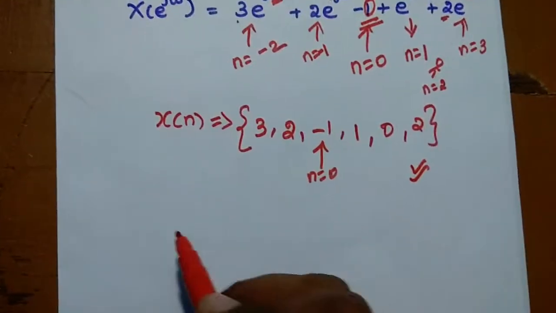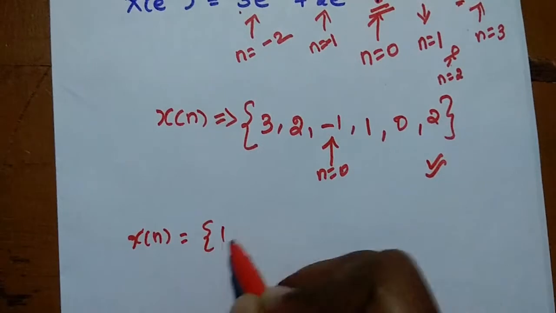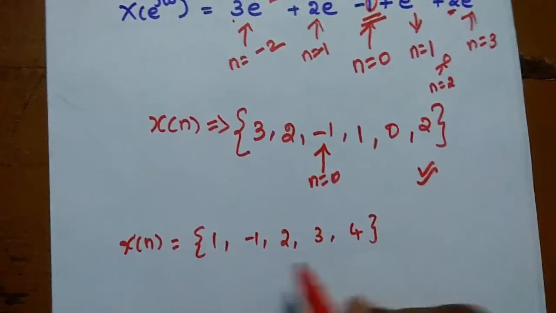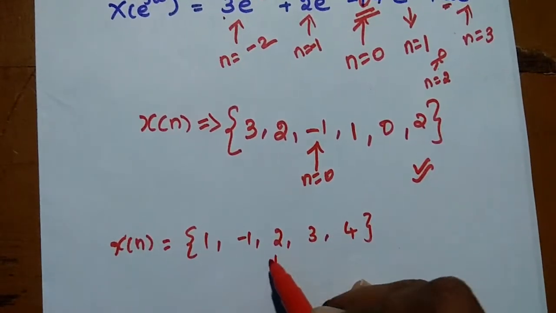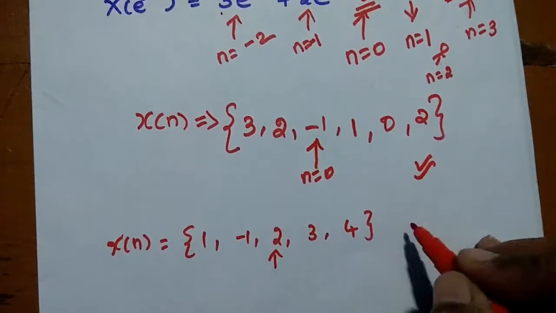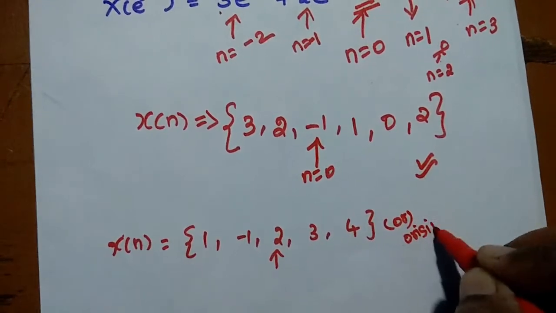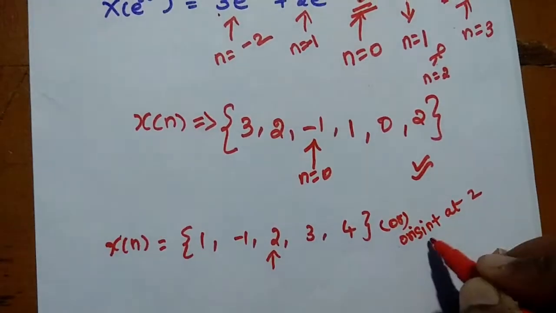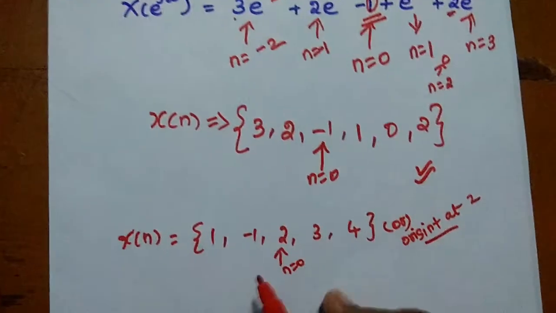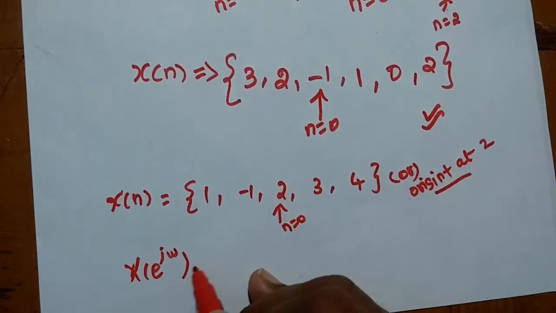Okay. So likewise, sometimes they may ask the question. Suppose they are giving you the sequence like this: 1, minus 1, 2, 3, 4. If they are giving the sequence like this and they are giving the arrow mark at this point, or they can give it like this: origin at 2. Origin at 2 means that n is equal to 0 is present at 2. Okay. So for this signal, the transformed signal can be obtained like this.